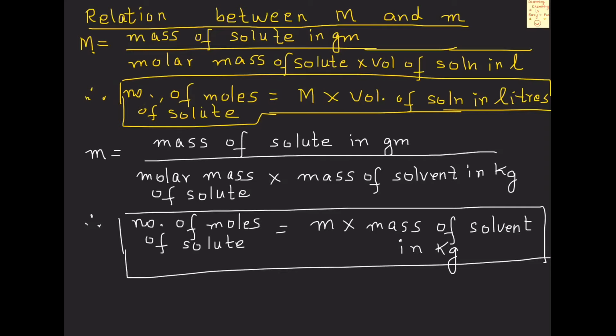Second, molality is mass of solute divided by molar mass of solute into mass of solvent in kgs. Again, mass divided by molar mass is, yes, number of moles. So number of moles of solute again can be molality into mass of the solvent in kg. So if we are talking about the same solution, then these two values represent the same thing, right? The number of moles of solute is molarity into volume of solution in liters equals molality into mass of solvent in kg.